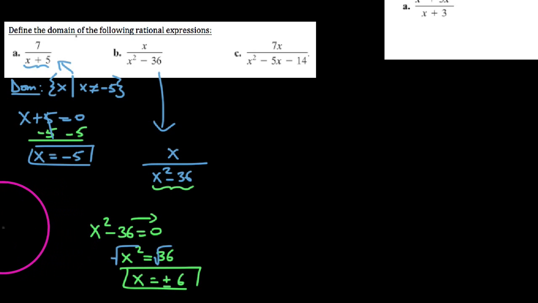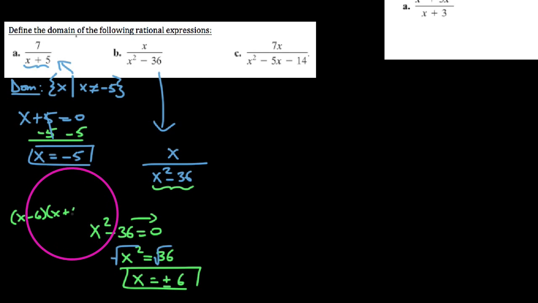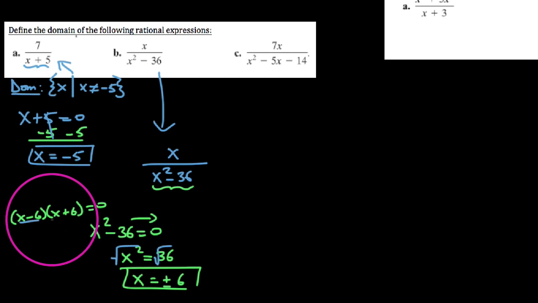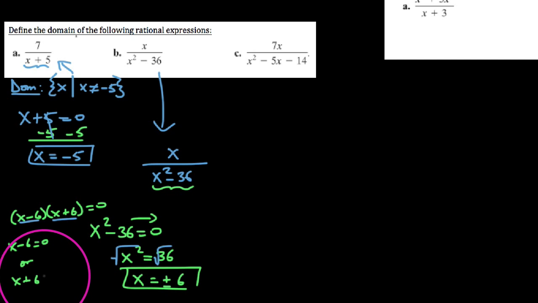The other way to solve this was to factor. We say x minus 6 times x plus 6 is equal to 0. If these two things multiply out to be 0, then either x minus 6 is 0 or x plus 6 is 0. It's easy to see that we arrive at the same conclusions here: x equaling 6 would make it 0, or x equaling -6 would make it 0. So this one's domain is the set of all x values such that x is not equal to plus or minus 6.